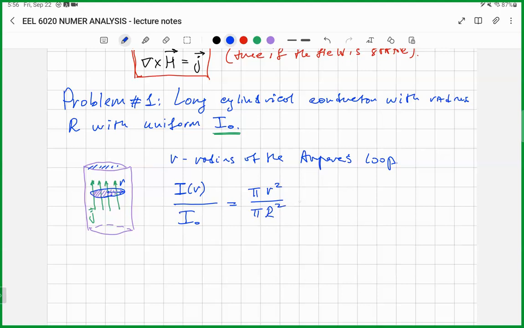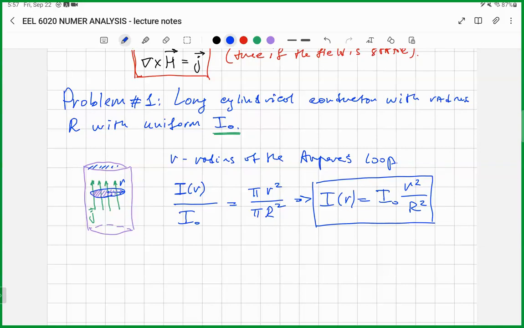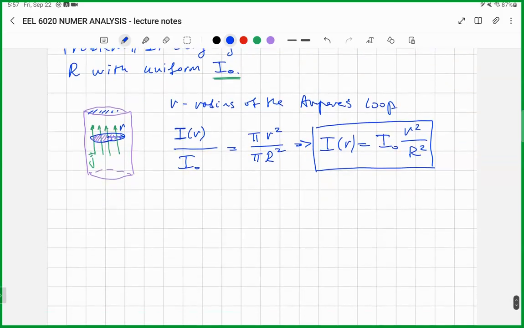Okay, so pi cancels out, and we come to the conclusion that the current changes with the size of the Ampere's loop this way. It's the current I zero times r squared over r capital squared. If I substitute zero for the radius of the Ampere's loop, I get zero current, obviously. If I substitute r capital, I get I zero. And this current grows with the size of the Ampere's loop.